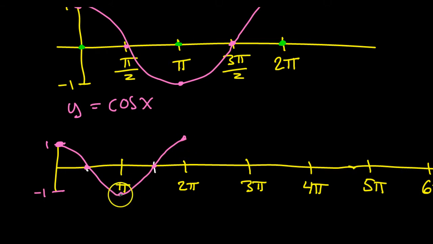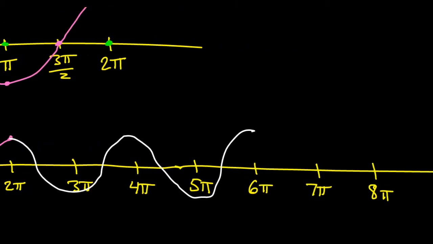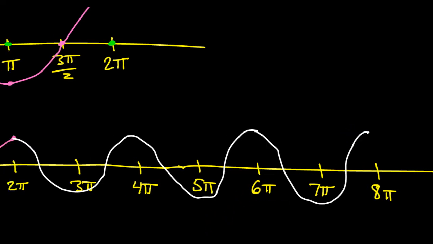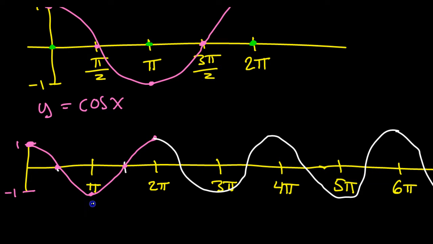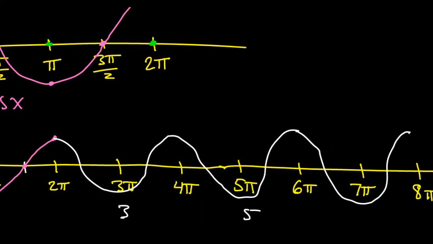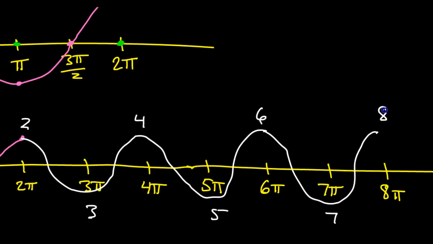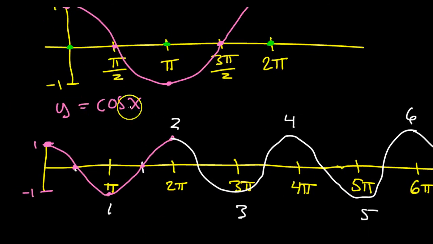Okay, so here it's low at pi and high at 2 pi. And then it's going to pass through here and be low at 3 pi, high at 4 pi, low at 5 pi, high at 6 pi. Okay, it'll be low at 7 pi, high at 8 pi. So what's the pattern here? It's low at 1, 3, 5, 7. So it seems to be low at all the odds, and high at 2, 4, 6, 8. So the cosine function y equals cosine x is low at odd multiples of pi, and high at even multiples of pi. Keep that in mind.